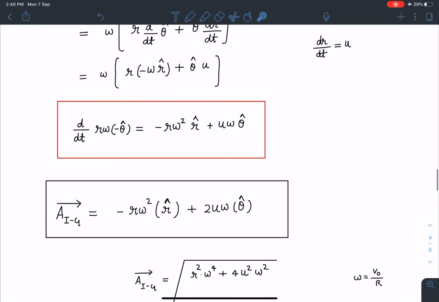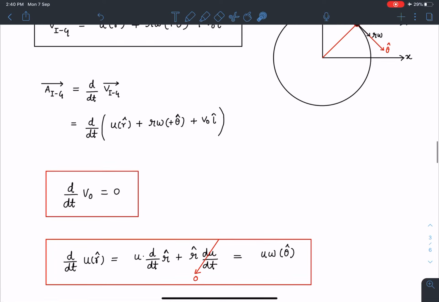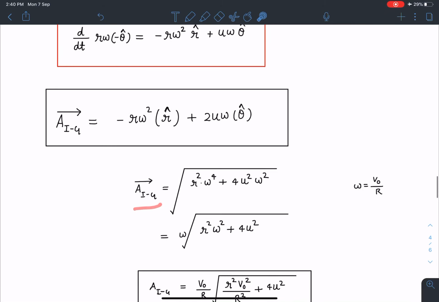So now I'm going to substitute all these values here. If I substitute all these values in this equation, I'll get the acceleration of the insect with respect to ground in vector form, which comes as minus r omega square times r cap plus 2u omega times theta cap. If you remember, this term is related to Coriolis force, and this term is related to centrifugal force. So these are the two terms which are going to come, and if I want to write the magnitude of it, since both the vectors are mutually perpendicular, I can write square of this magnitude plus square of this magnitude, total root of it.